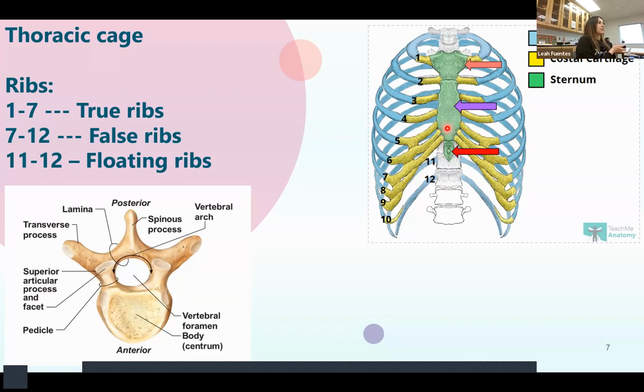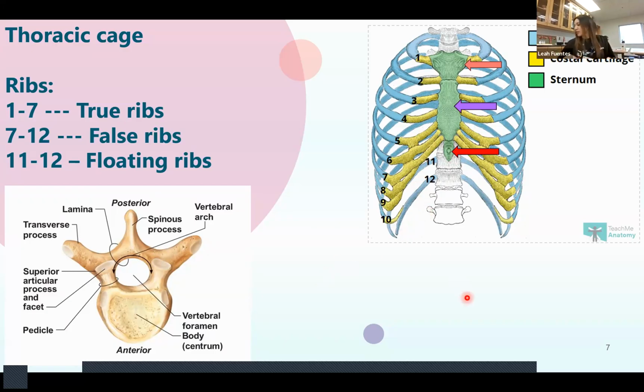So again, 1 through 7, true ribs: rib, costal cartilage, sternum. Rib 8 through 10, sorry, are rib, costal cartilage that attaches to the costal cartilage from rib 7, and then the sternum. And then 11 and 12 are still considered false ribs, but we more directly call them floating ribs because they don't attach at all. So they're back here. They're usually pretty tiny, and those are here. So this will be asked on the exam. Make sure you know it's 8 through 12, not 7 through 12. That is my fault.